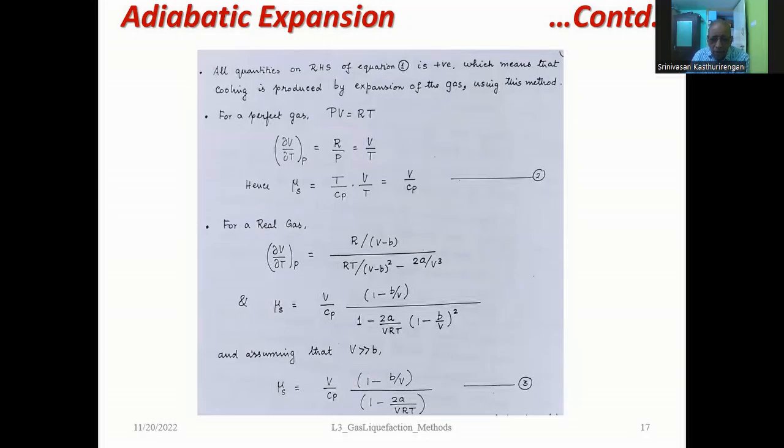Now, what about the perfect gas? Even in a perfect gas, PV is equal to RT. So dou V by dou T at constant P is equal to R by P, or in other words, it is equal to V by T.